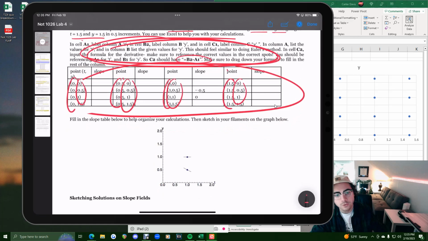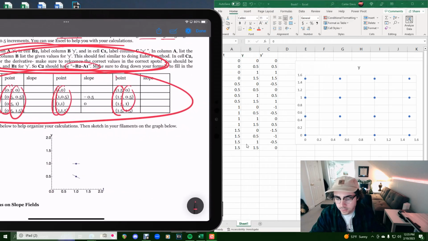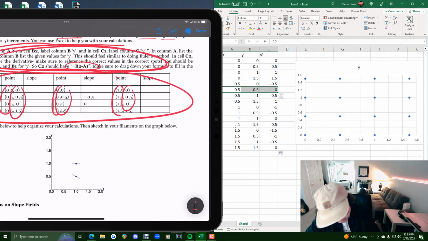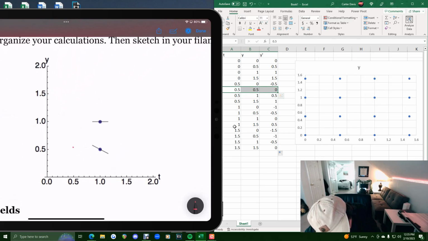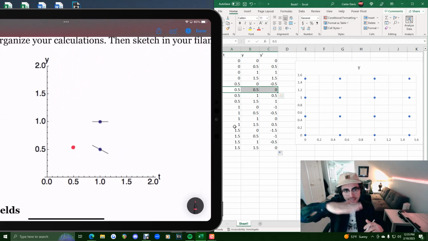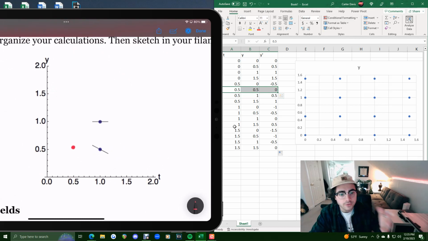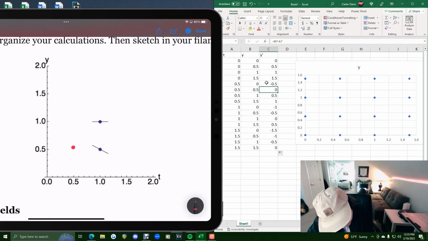If you really wanted to, let's do a couple of points. For example, let's do (0.5, 0.5). On this chart down here, we put a dot right at (0.5, 0.5), and then we put a little tangent line, a little tick mark, with the slope equal to this value here. So a slope of 0 at (0.5, 0.5).